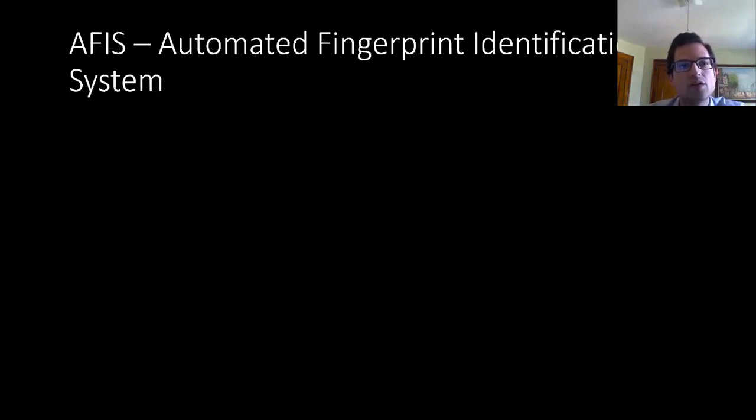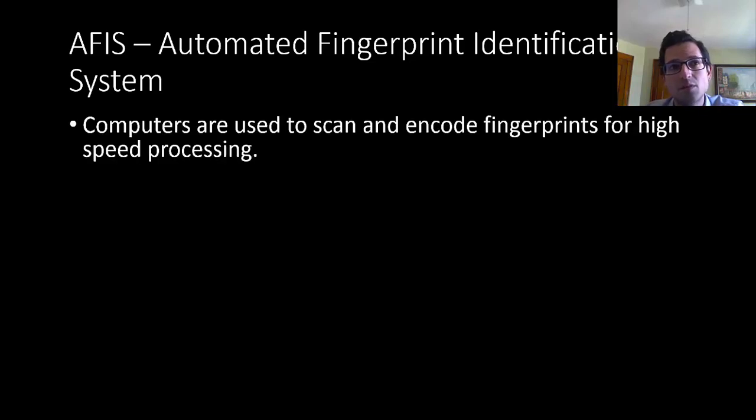So let's talk a little bit about those systems. So we abbreviate these as AFIS. You may have heard of this before. There are many AFIS systems, and in all of these systems, computers are used to scan and encode fingerprints for high-speed processing.